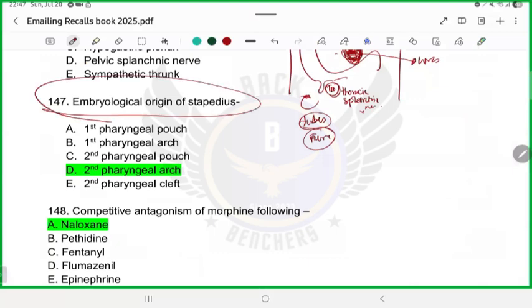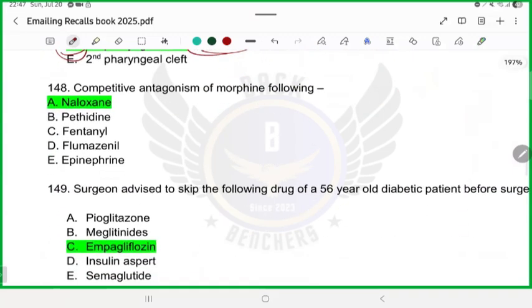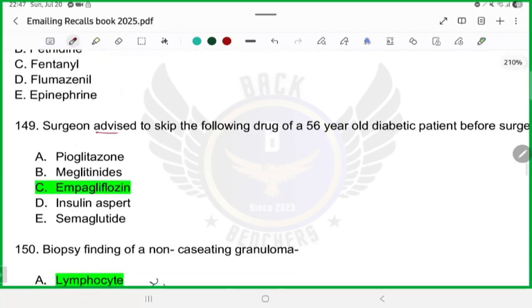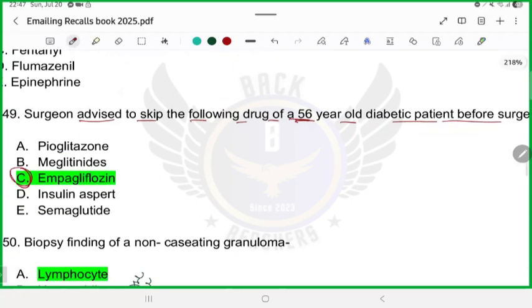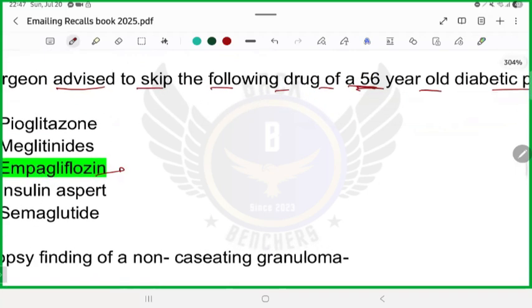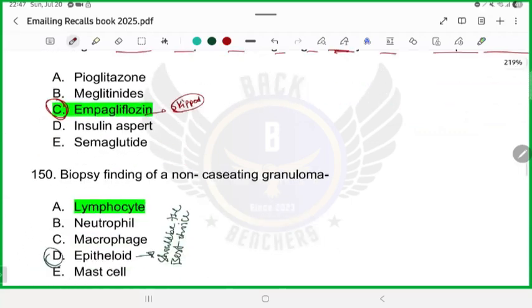Embryological origin of stapedius: nothing to explain, memorize. Very important. Competitive antagonism of morphine: naloxone. I have told you several times, a lot of times. I use these words again and again so you remember it. Surgeon advised to skip the following drug of a 56-year-old diabetic patient before surgery. It's just information that empagliflozin should be skipped.